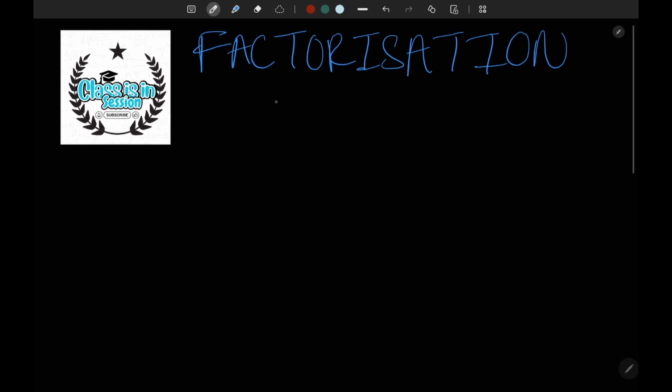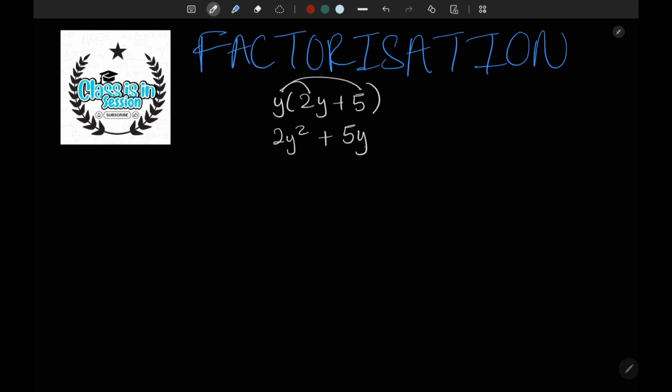If you're given y(2y + 5), you know that to distribute this, you'll just say y multiplied by 2y, which is 2y squared, and y multiplied by 5, which is plus 5y. Now, to factorize means that we want to do the opposite of expanding or distributing. We want to go from here to there to make things a bit easier for us.